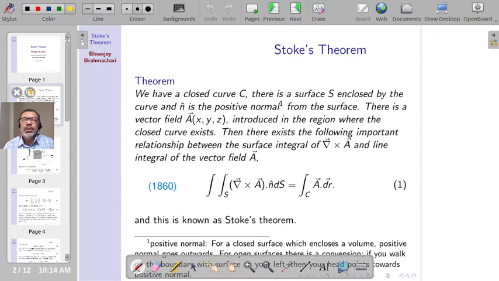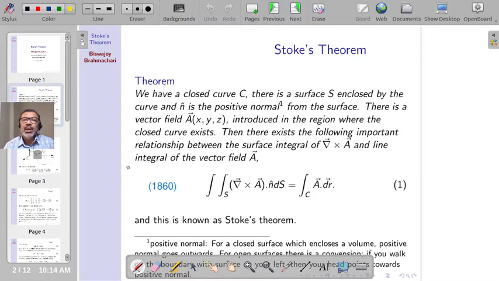In the first part, we will try to understand the statement of Stokes' theorem. In the second part, we will understand the proof of Stokes' theorem. And in the third part, we will see how Maxwell applied Stokes' theorem to arrive at his famous equations, Faraday-Maxwell's equation and Ampere-Maxwell's equation.